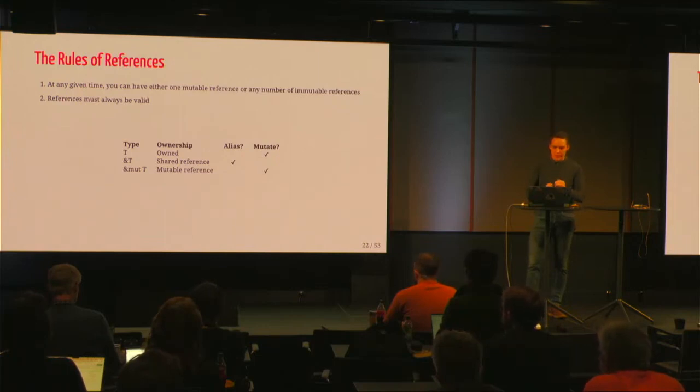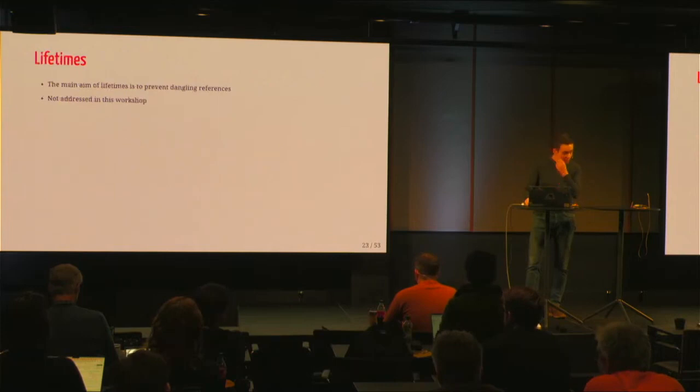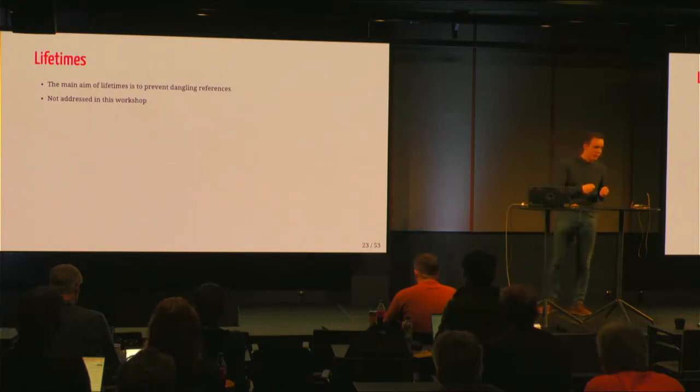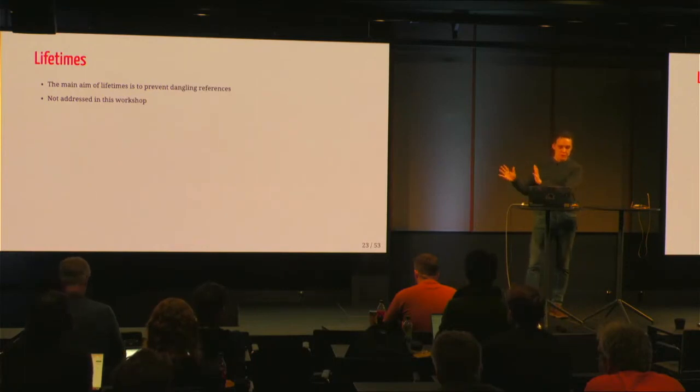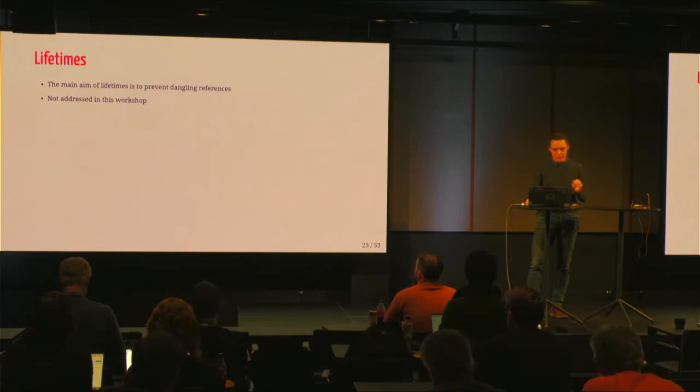And regarding this point number 2 here, references must always be valid. Rust has a separate concept about that. You could say that ownership is one part of the memory model, and another part is lifetimes, which aims to prevent dangling references. But we won't touch upon that in this workshop. But that's also a thing that Rust has with its memory model.